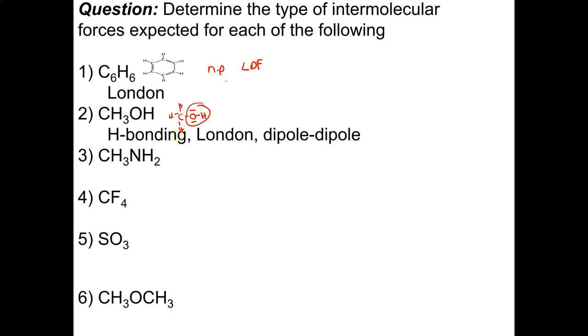So which one of these would have a higher boiling point? C6H6 or CH3OH? CH3OH. Why? Because hydrogen bonding is stronger than LDF. The stronger the force, the higher the boiling point.